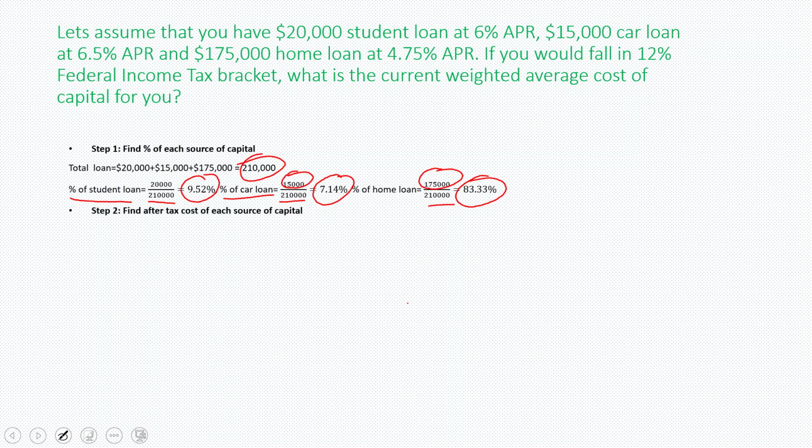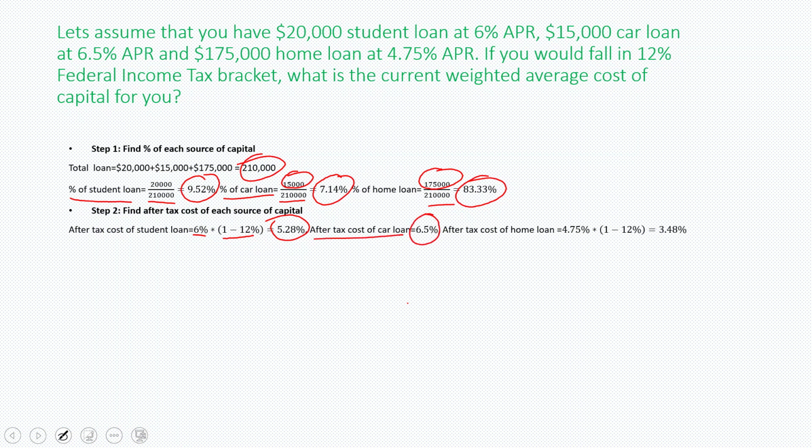In step two, you would find after tax cost from each source. Remember, after tax cost of each source means the cost of capital times 1 minus tax rate if you can deduct the interest. In order to compute after tax cost of student loan, you multiply this 6% by 1 minus the tax rate, which would be 5.28%. After tax cost of car loan would be the same because there is no tax benefit for the car loan, and after tax cost of home loan would be 4.75% times 1 minus tax rate, which would be 3.48%.